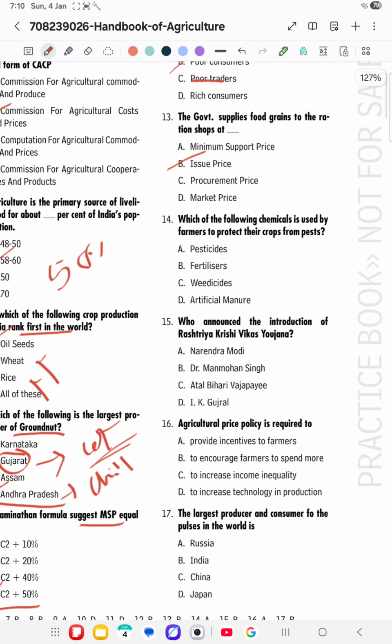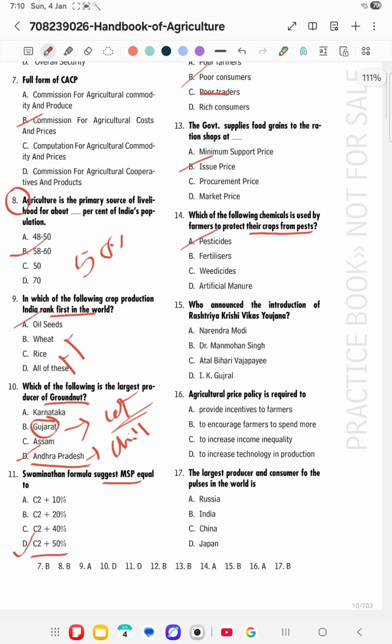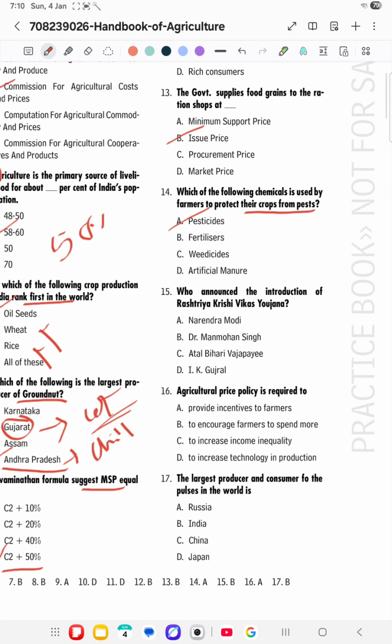Yes. Which of the following chemicals is used by farmers to protect their crops from pesticides? Who announced the introduction of Rashtriya Krishi Vikas Yojana? Narendra Modi, Manmohan Singh, Atal Bihari Vajpayee, I.K. Gujral. We'll see the answer. Manmohan Singh. Rashtriya Krishi Vikas Yojana, RKVY. Agricultural price policy is required to provide incentive to farmers, to encourage farmers to spend more, to increase income inequality, or to increase technology in production. Agricultural price policy: I think farmers are more important here, so provide incentives to farmers. Yes. The largest producer and consumer of pulses in the world is India. So I think B only, India.